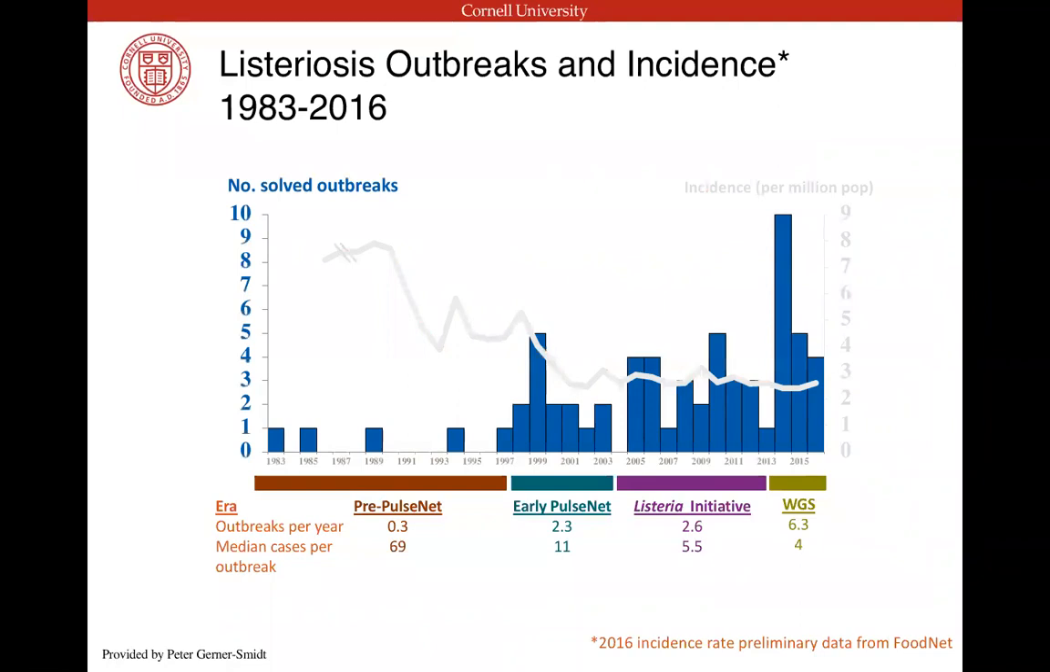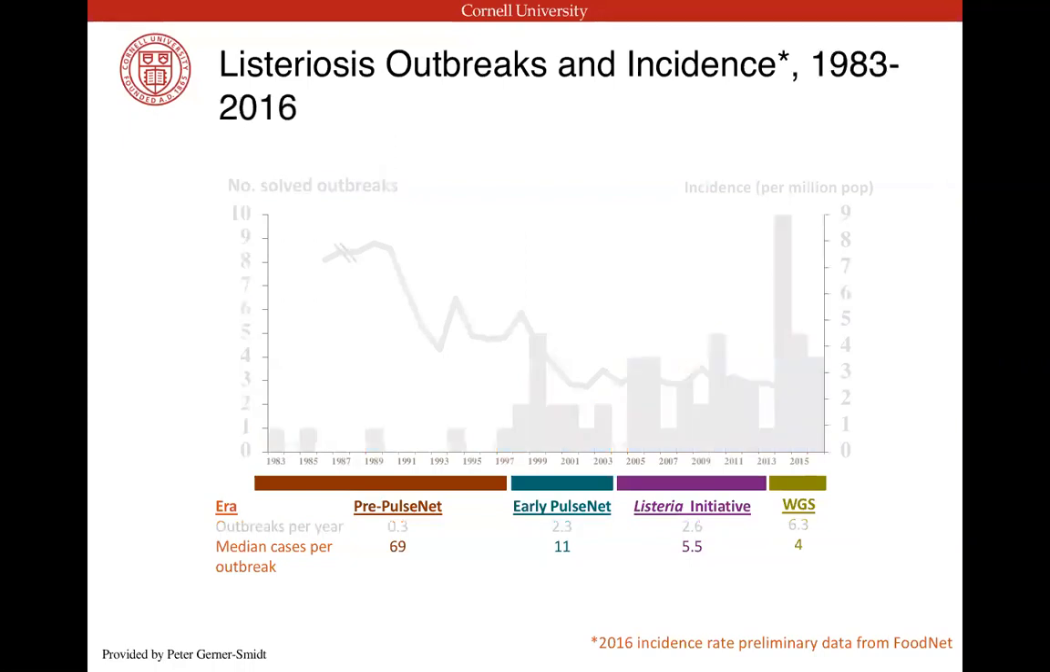But in blue, you can see the number of solved outbreaks. As our public health agencies get better and technologies develop, despite there being a plateau in the incidence of Listeria, there's been a rapid increase in the number of outbreaks they've been able to solve. The other thing I want to highlight about this graph is that it used to be that we needed about 70 cases in order to detect an outbreak and then solve it. And now with whole genome sequencing, you really only need a couple of cases for an outbreak to even be detected. But we need to be able to solve them at that small case size as well.